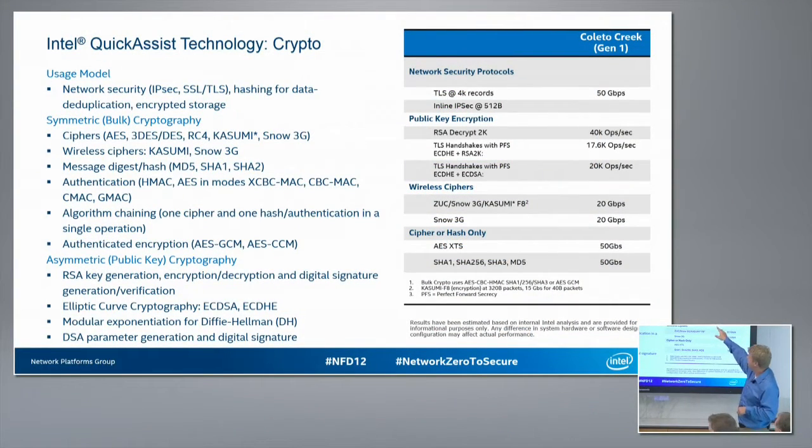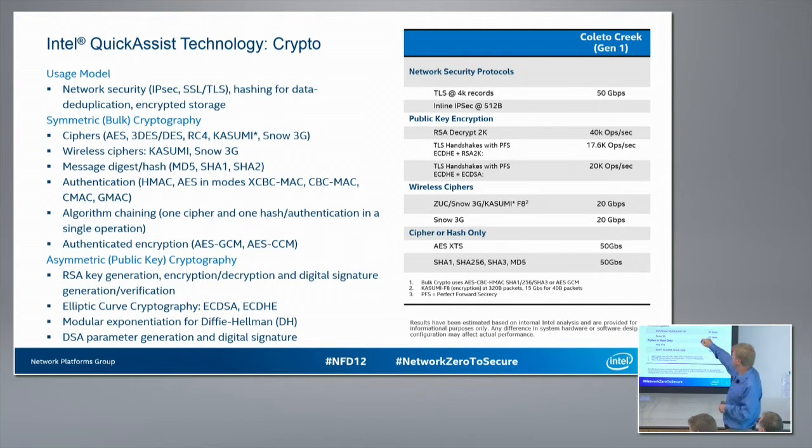IPsec at 512 byte packets, again, 50 gigabits per second. Public key encryption: if you look at RSA-2K and you take your RSA-2K certificate, we can drive up to 40,000 operations per second. You can also take that as 40,000 SSL connections per second. And I'll show you later data points where we have a web server running at 40,000 connections per second and how many cores it takes to drive that through a full Linux system.